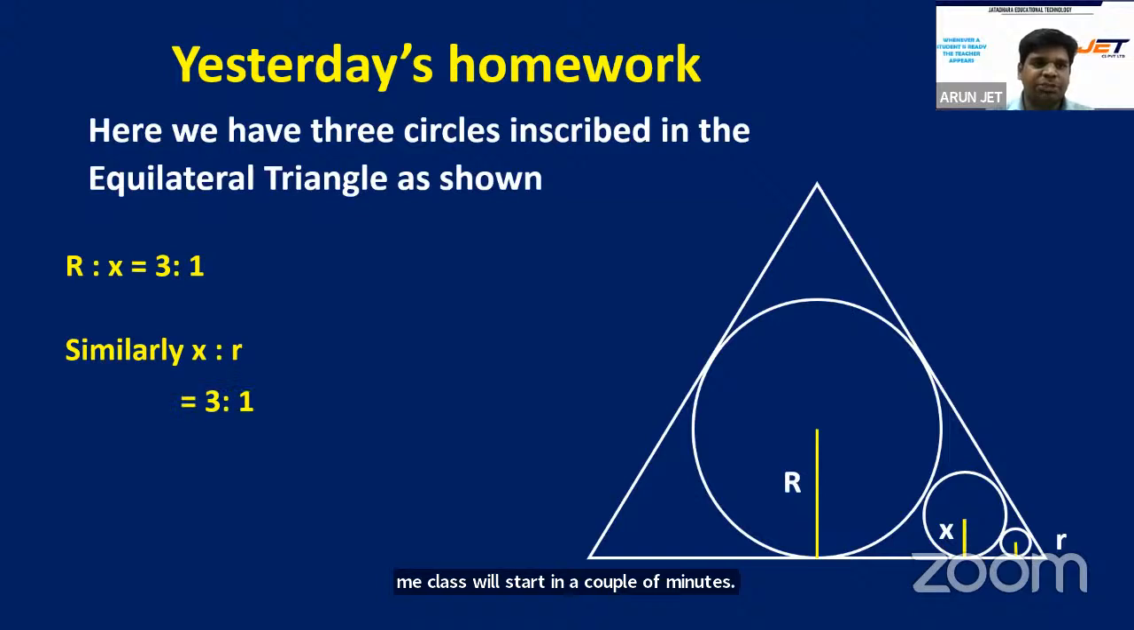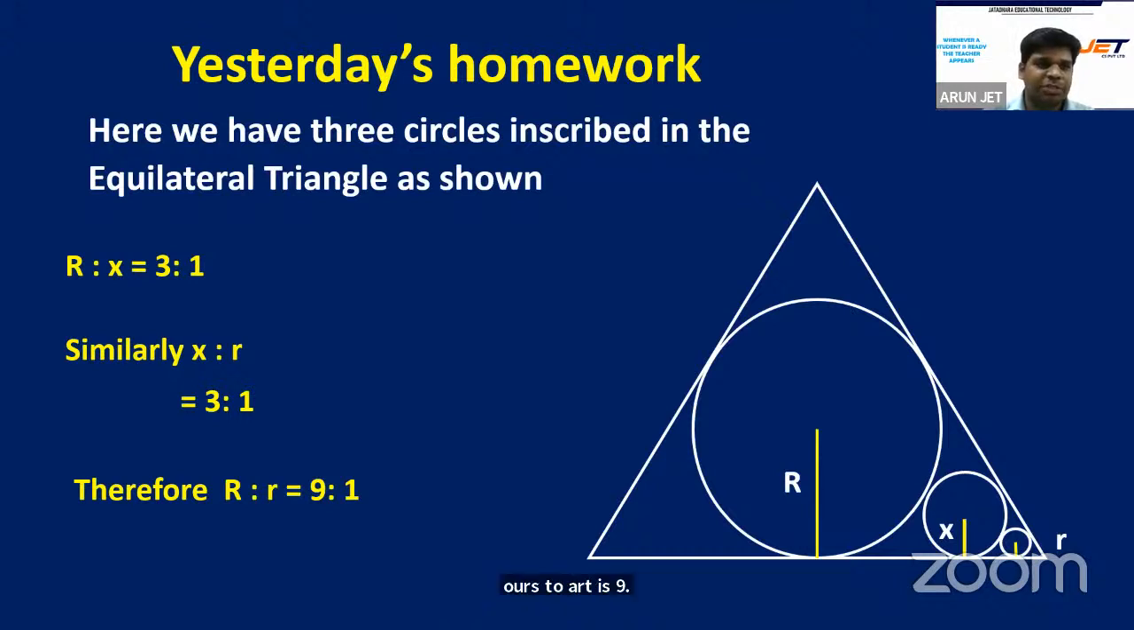All right. So now this is 3 is to 1. That's right. So therefore, r is to r is 9 is to 1. That's it, students. I'm so happy that you all caught the thought process.